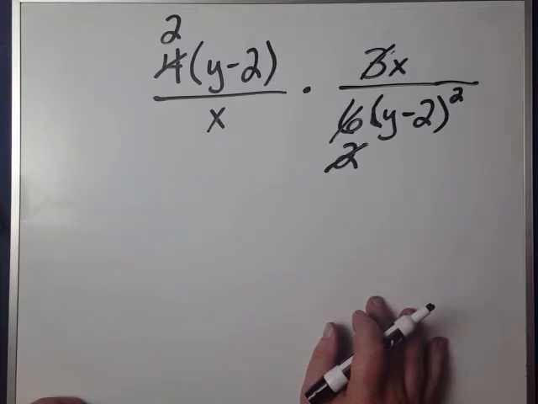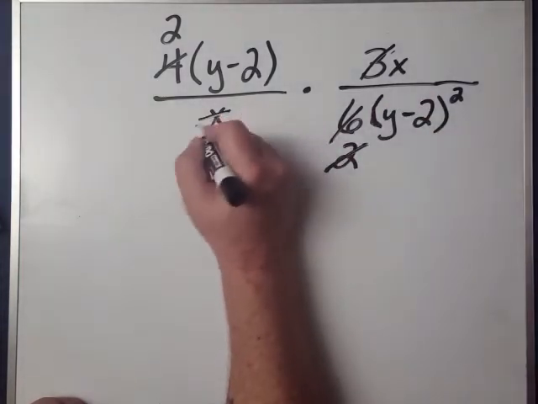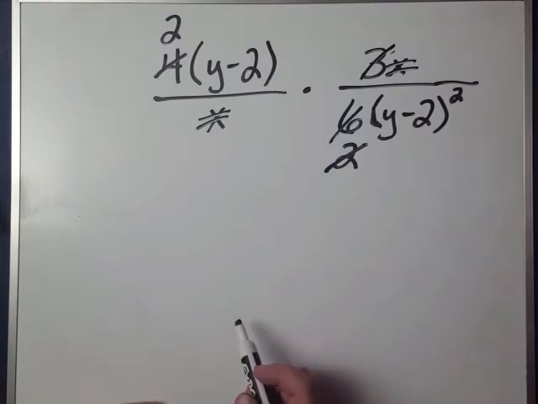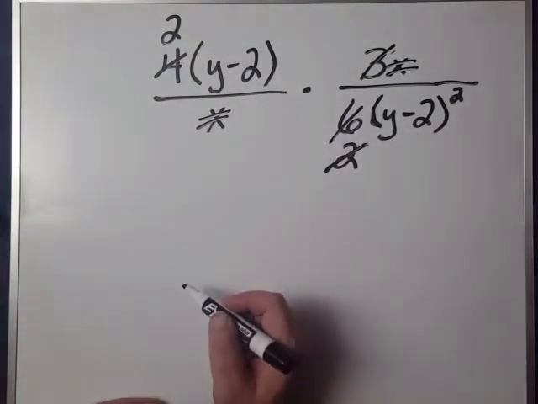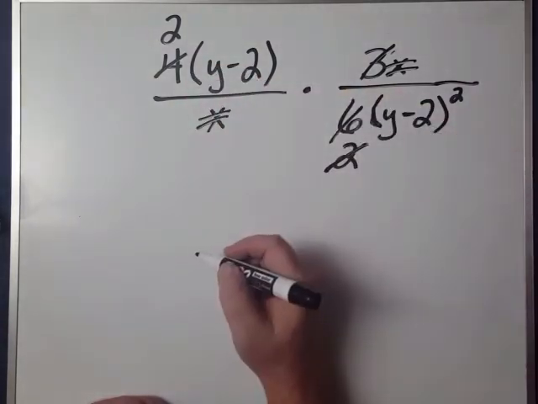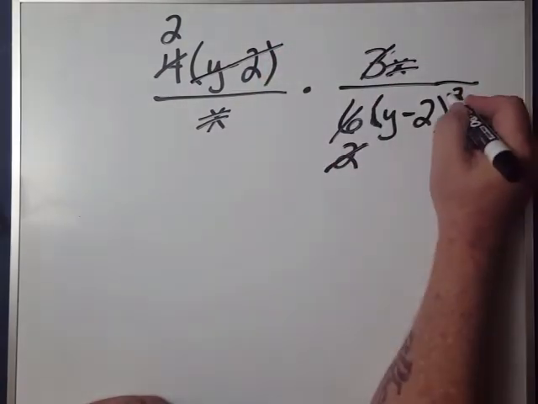What else do we notice? There's a factor of x common to the top and bottom. And is there anything else? We have a common factor of y minus 2. 1 in the top, 2 in the bottom. How many are left and where when I'm done? When I'm done canceling, that will leave me 1 in the bottom.